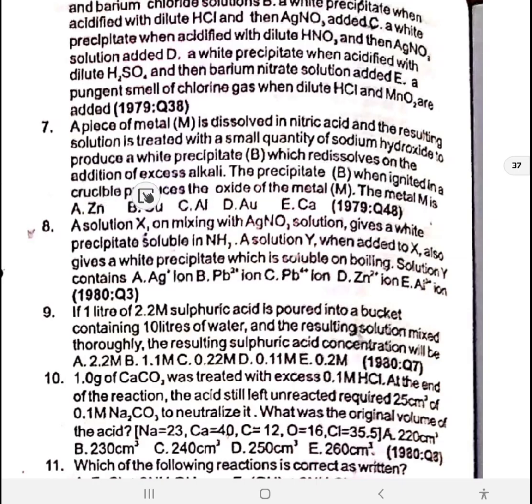Which redissolves on the addition of excess alkaline. Now the next and last equation: Zn(OH)2 plus NaOH. The precipitate, when ignited in a crucible, produces the oxide of the metal. The metal is zinc. Now, that precipitate, the last chemical formula I gave you, Na2Zn(OH)4, when you heat it, it will give you the oxide of the metal, and that metal is zinc.